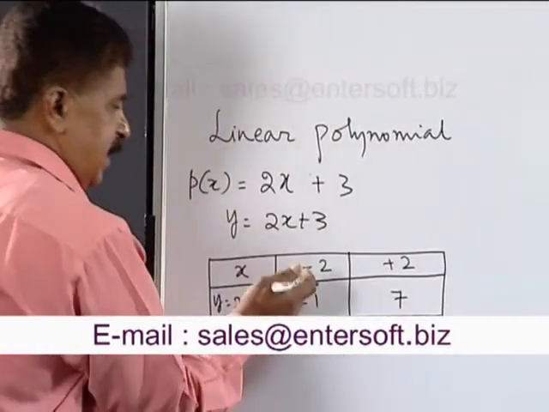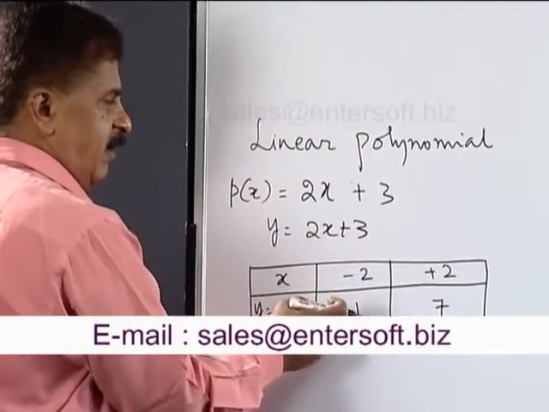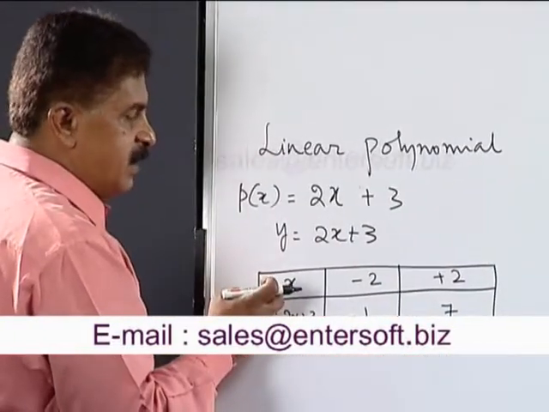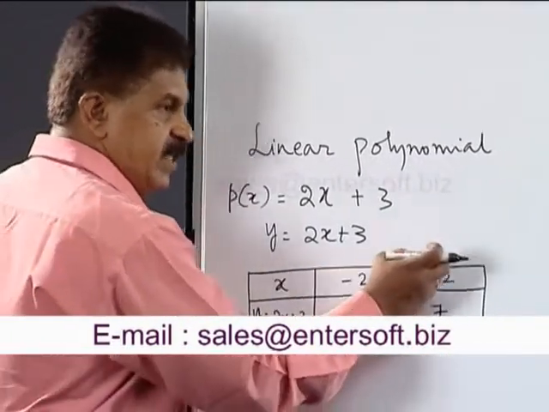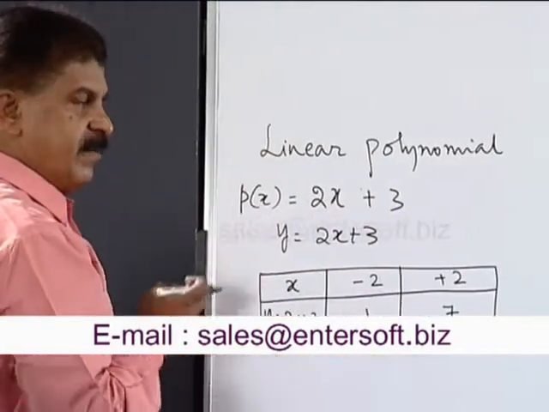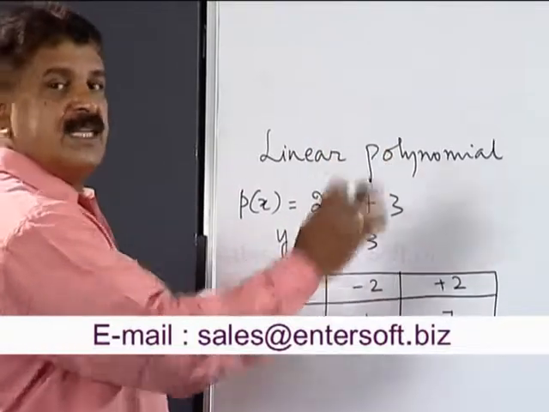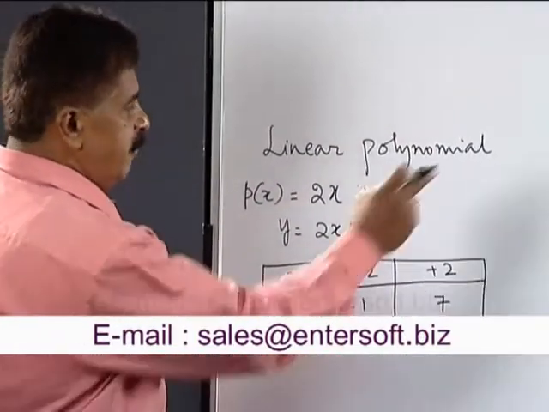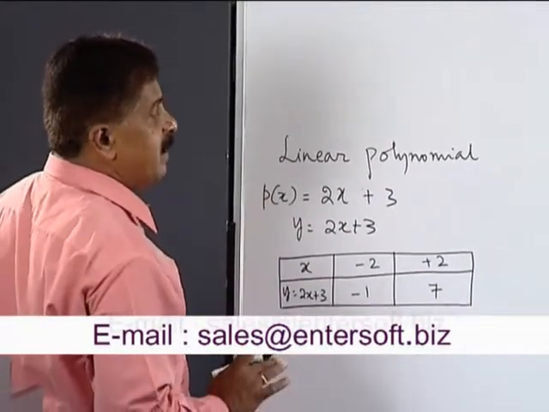It is not necessary that you should have only 2. I have taken only these because of space limitations. You can give x is equal to 0, plus 1, plus 2, plus 3, plus 4, and x is equal to minus 1, minus 2, minus 3, minus 4. You can keep on giving values and then plot the graph. Now let us take only these two values for the purpose of plotting and find out how it works.